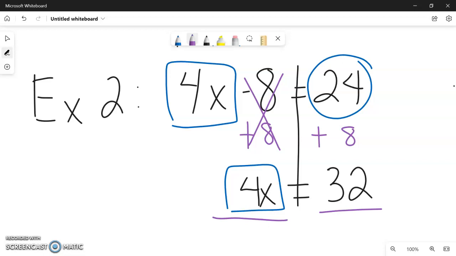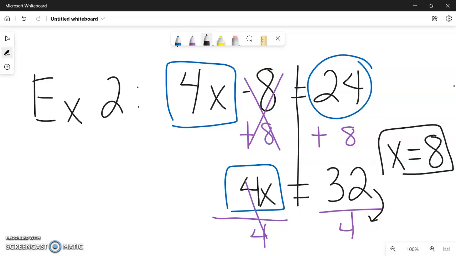So the number in the box, it is a 4. So our final answer is going to be x equals 32 divided by 4. It is going to be 8.